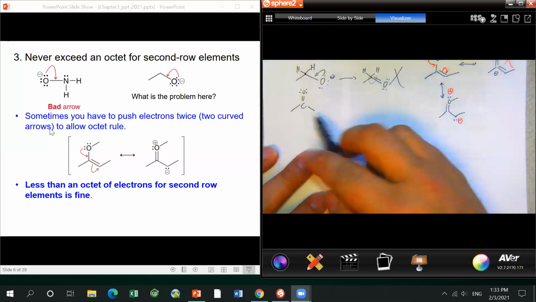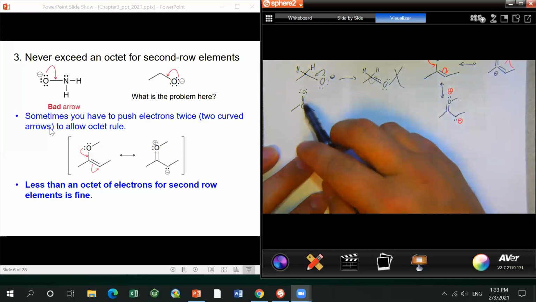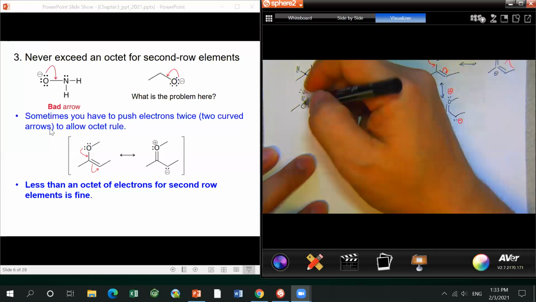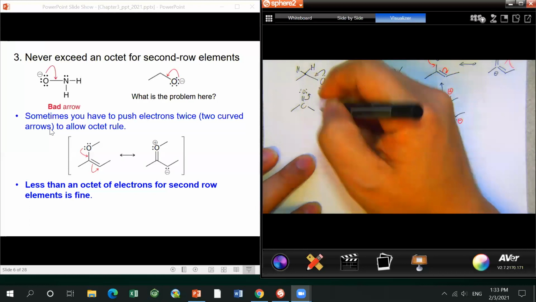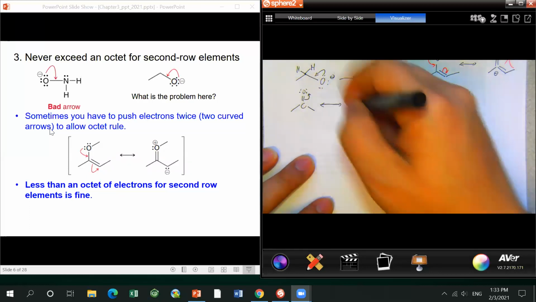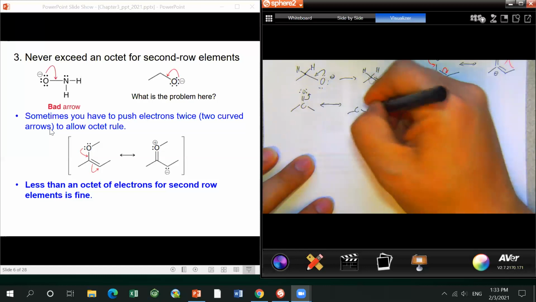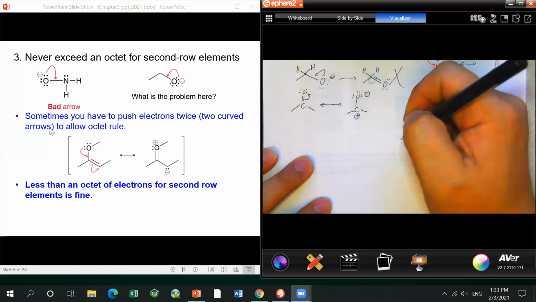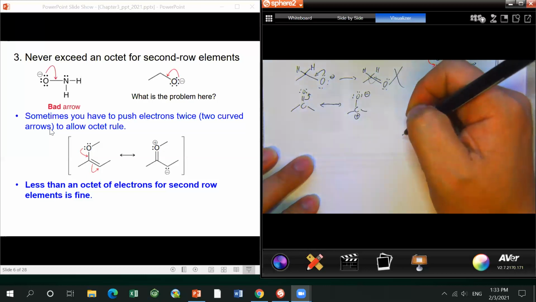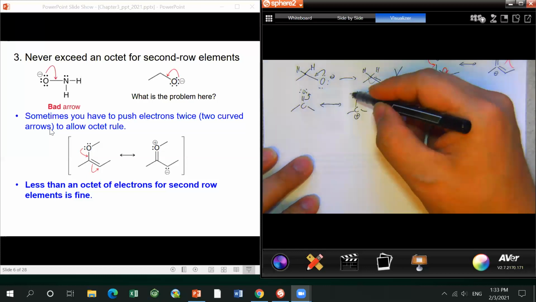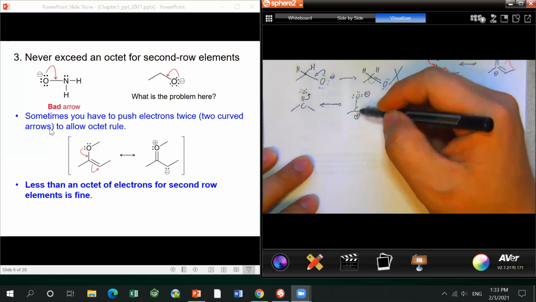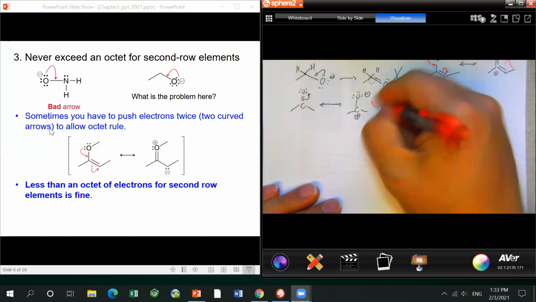So a pi bond connects two different atoms. You can do this kind of shift, giving the electrons to the high electronegativity atom. Negative charge here, positive charge here. After you do this shift, you'll find oxygen is still surrounded by 8 electrons, but carbon has only 6. That's fine, no problem. This is the right structure.